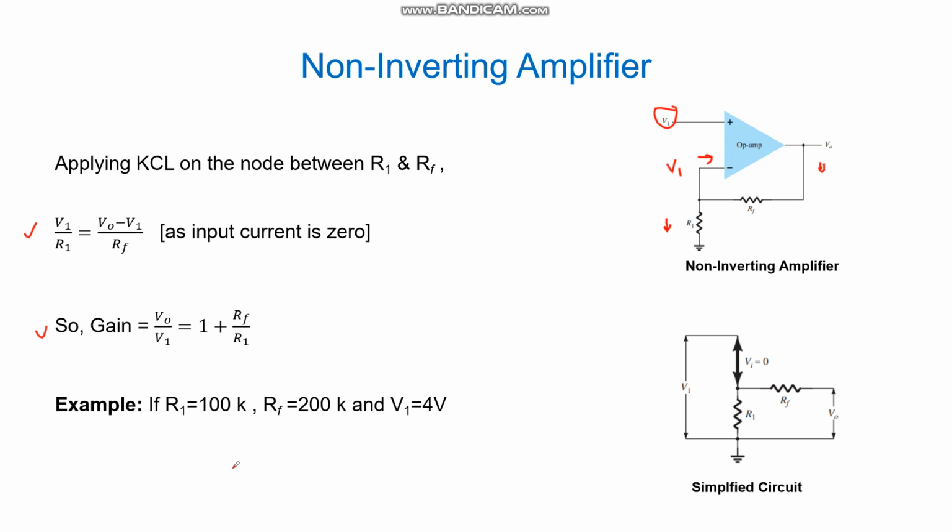Now, for example, if we take R1 and RF as 100 kilo ohm and 200 kilo ohm respectively, for a 4 volt input voltage, we will get an output voltage of 12 volt by using our earlier derived equation.